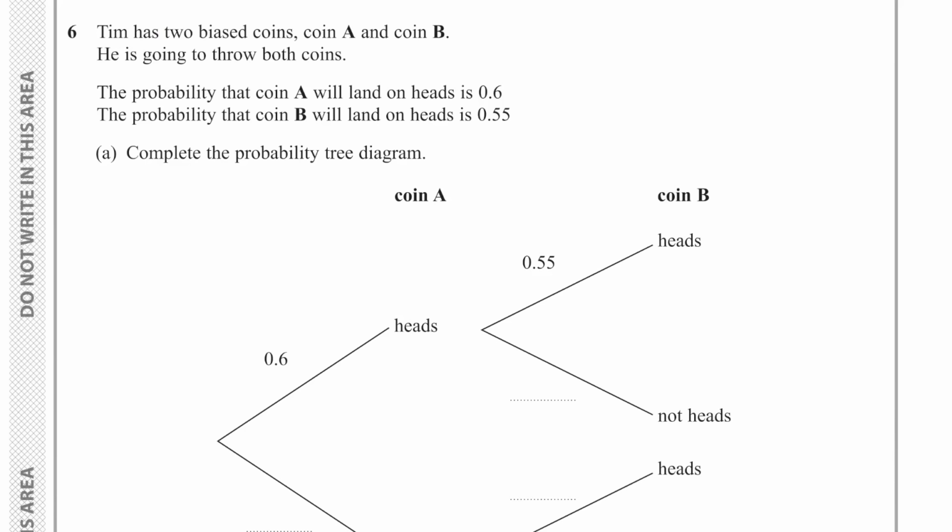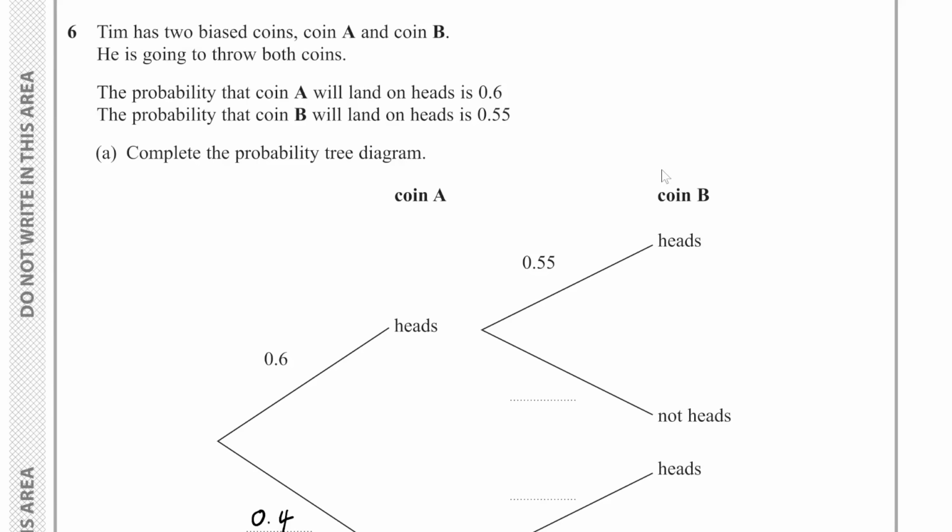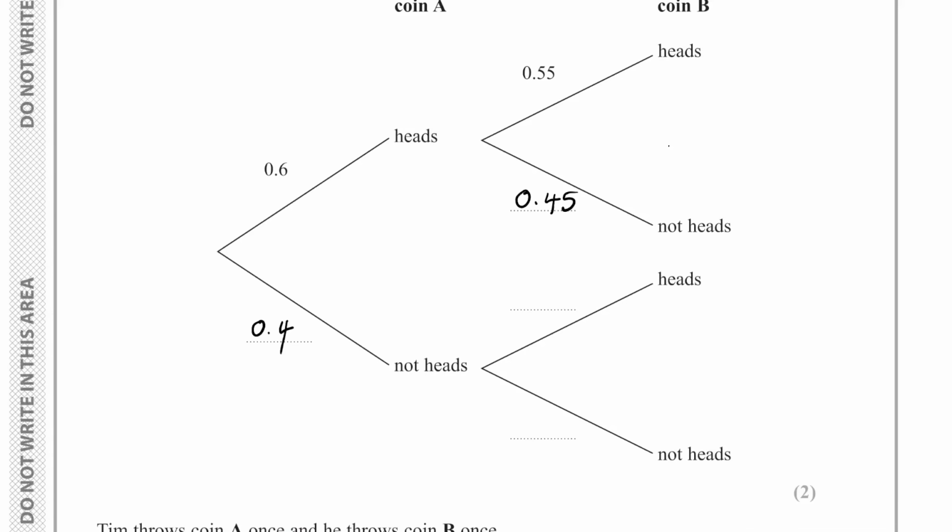Tim has 2 biased coins, A and B. He's going to throw both coins. The probability that coin A will land on heads is 0.6. So not heads, 1 minus 0.6, 0.4. The probability of B landing on heads, 0.55. So not heads is 1 minus 0.55, 0.45. And this is coin B as well. We just need to write it out again.